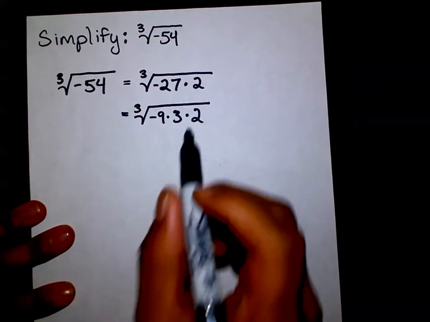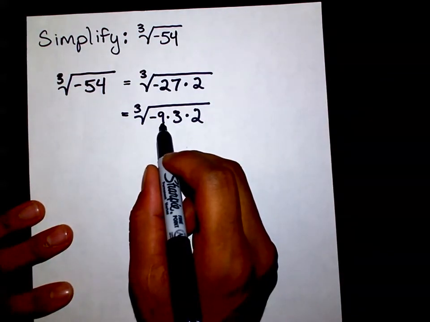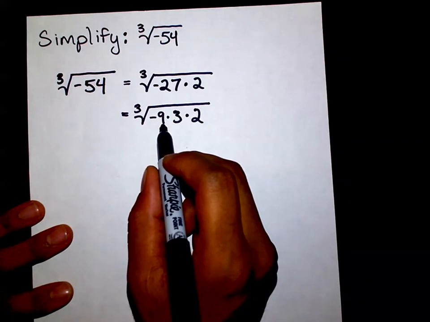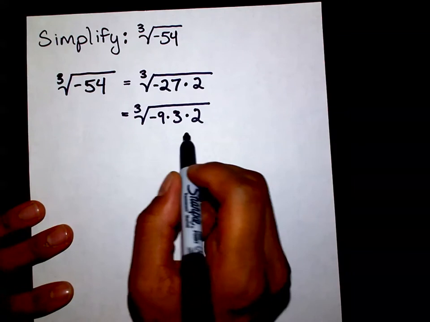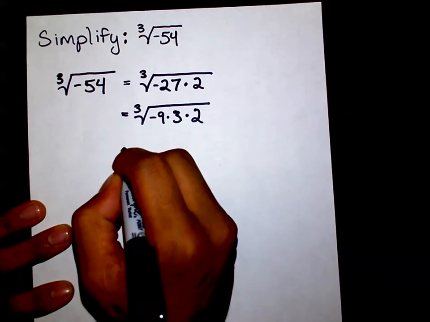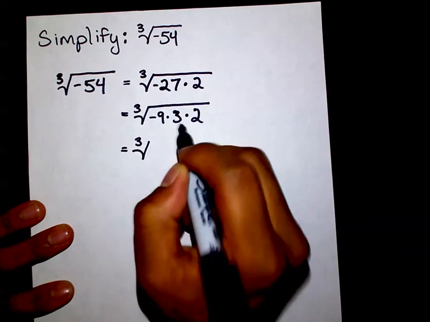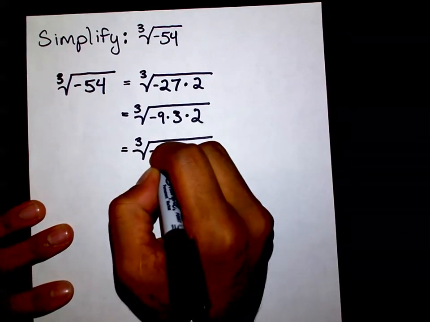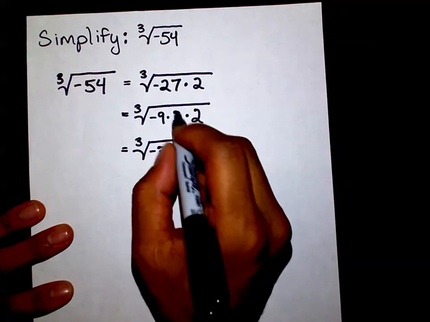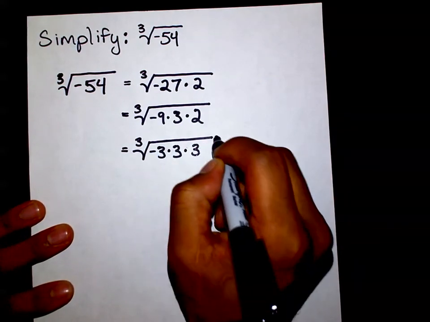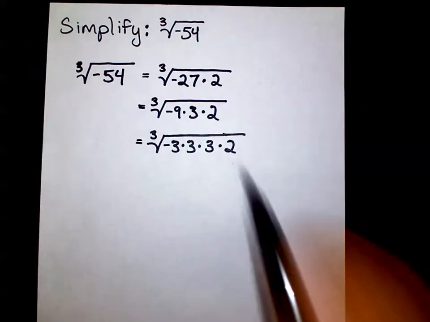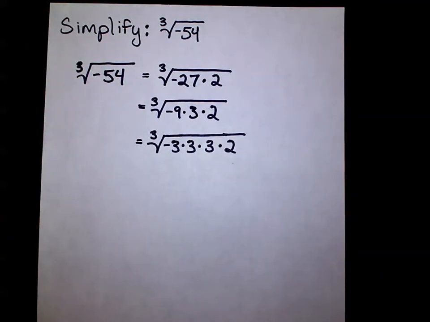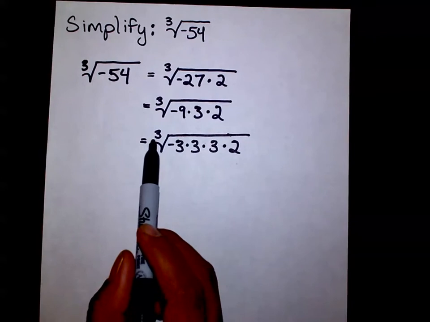Alright. Now I want to go ahead and break down my negative 9 into negative 3 times 3, and we'll keep this 3 in that 2. So that's what's going to happen. Negative 3 times 3 is negative 9. Bring down the 3 and the 2. Alright. Now, what I can go ahead and do here is start my process of circling 3 at a time, because once again this is cube root.